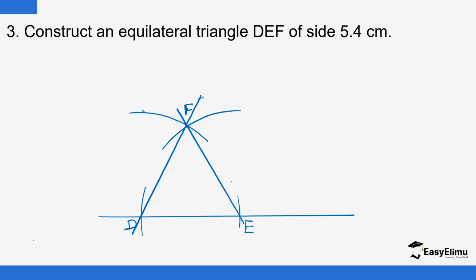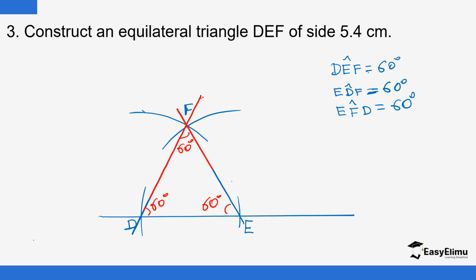Again, all the interior angles are supposed to be 60 degrees. So DEF, EDF, and EFD are all 60 degrees. You expect all the interior angles to be equal in size, and they're each 60 degrees.